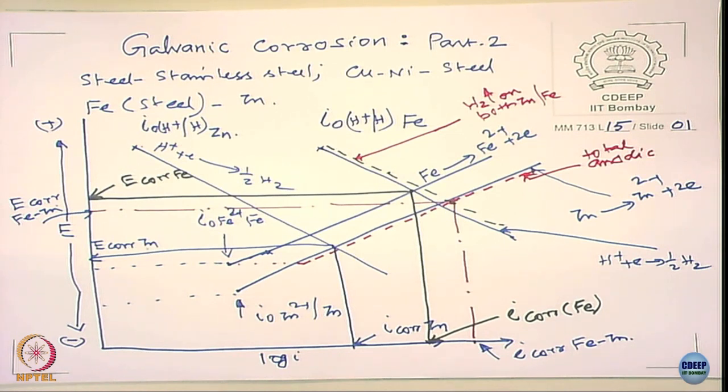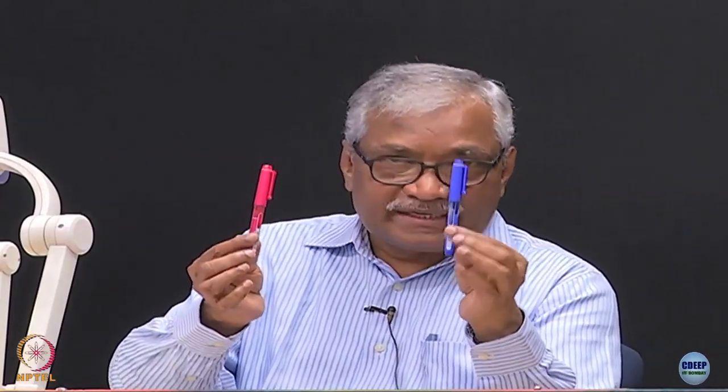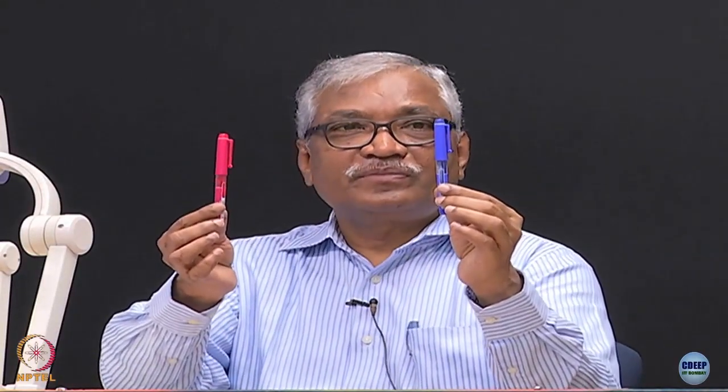I hope these lines are clear to you now. So can you tell me, that means what happens? I take zinc, and I take iron here. I determine the corrosion potential and corrosion current of each. Now I put them together, I just short them like this. When I short it, will the potential of iron and zinc be similar or different?